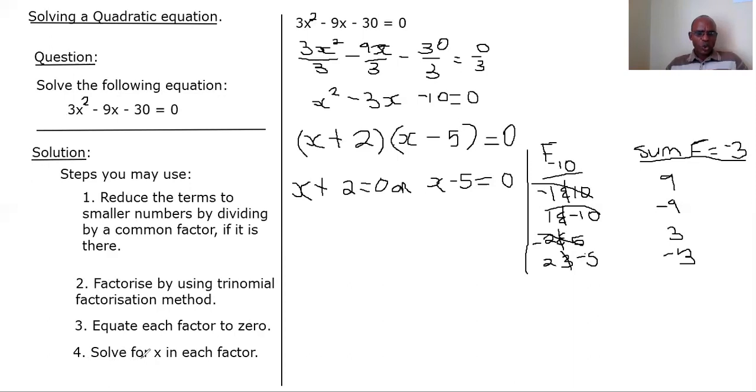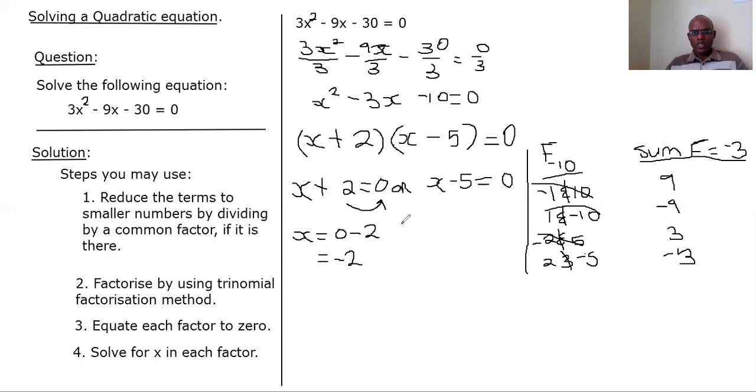Now we move on to step number 4. It says solve for x in each factor. So in the first factor, I'm going to solve for x. It means I'm going to transpose this 2 to this side. When I transpose the 2, my x is equals to 0, and the 2 that I'm transposing becomes negative. Which means this x is equals to negative 2. I'm done with the first factor.